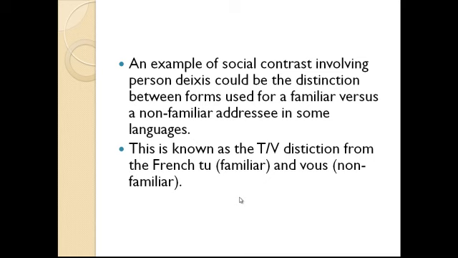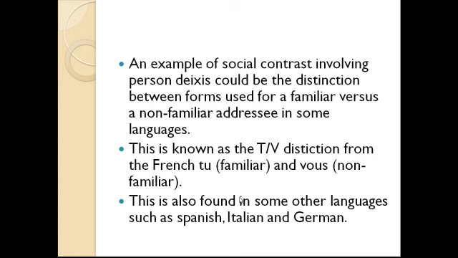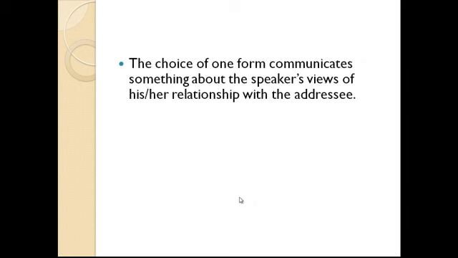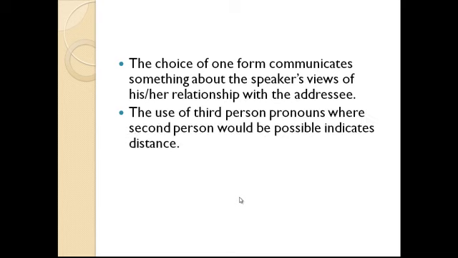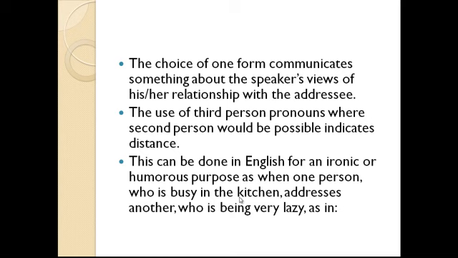So using the T from tu and the V from vous, linguists have coined this particular term TV distinction. This TV distinction is also found in some other languages such as Spanish, Italian, and German. The bottom line here is forms being used to refer to people depending on whether you are familiar with that particular person or not. Now, the choice of one form communicates something about the speaker's views or his or her relationship with the addressee. The use of third person pronouns where second person would be possible indicates distance. This can be done in English for an ironic or humorous purpose.